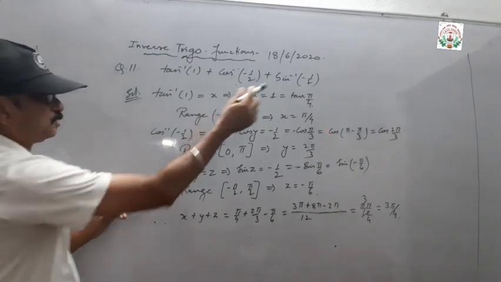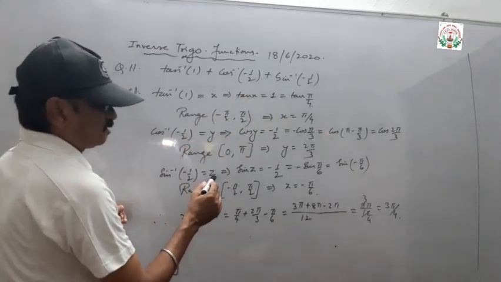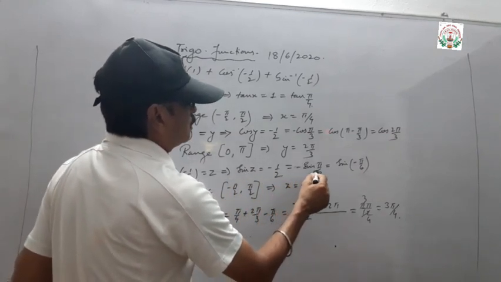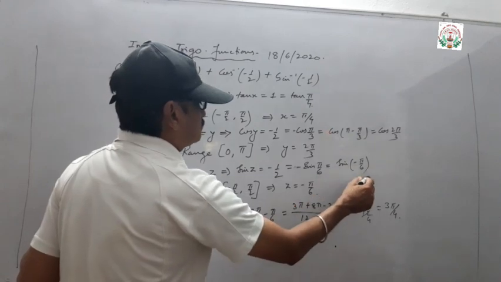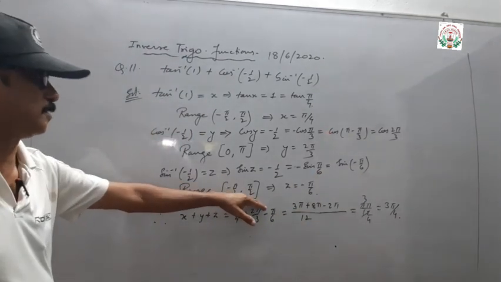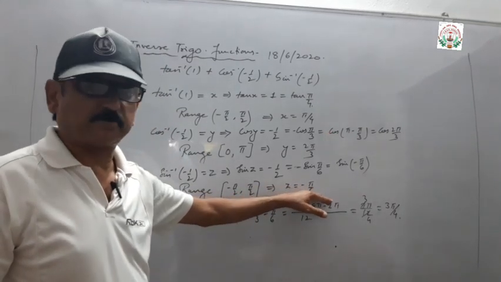In the same way for the third one, sin inverse of minus 1 by 2 equals, we take z, sin z equals minus 1 by 2, minus sin pi by 6, and sin of minus theta is minus sin theta, and its range is minus pi by 2 to pi by 2, which includes minus pi by 6. Therefore that equals minus pi by 6.